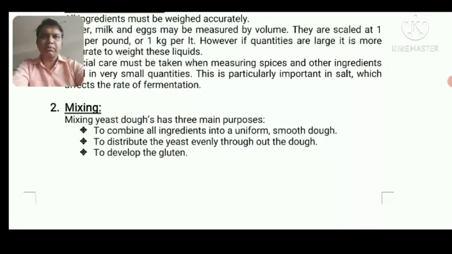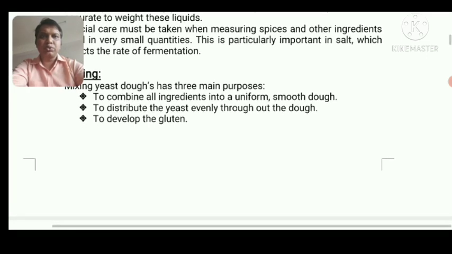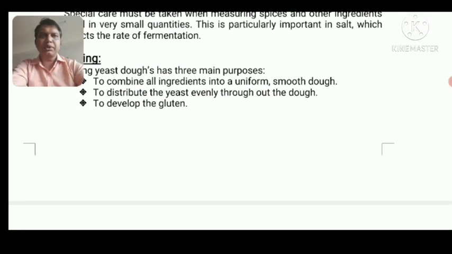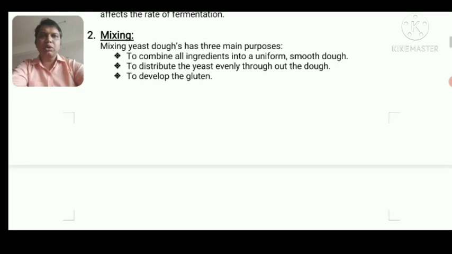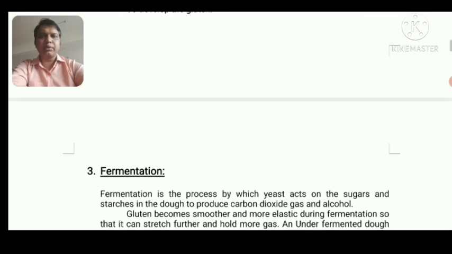Then we have mixing. Mixing of dough means we mix all the ingredients available according to the requirement, depending on which method of making dough or sponge we are going to use. Mixing yeast dough has three main purposes: to combine all the ingredients into a uniform and smooth dough, to distribute the yeast evenly through the dough, and to develop the gluten. After proper mixing, we get a uniform smooth dough, the yeast is properly mixed throughout the dough, and the gluten can develop easily.